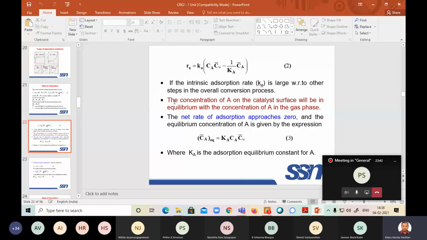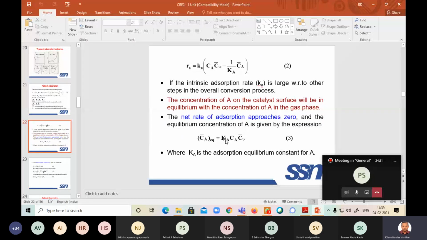You can see here, the concentration of A on the catalytic surface will be in equilibrium with the concentration of A in the gas phase. So the net rate of adsorption approaches zero because it is approaching equilibrium, and the driving force will be zero. The equilibrium relation is Ca equilibrium equals Ka Ca Cv bar. Cv bar is the concentration of the vacant site, and capital Ka is the adsorption equilibrium constant of A, right?